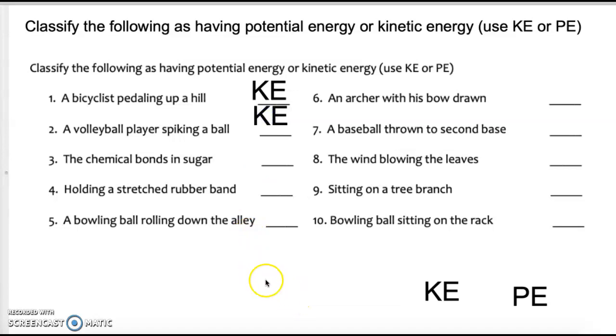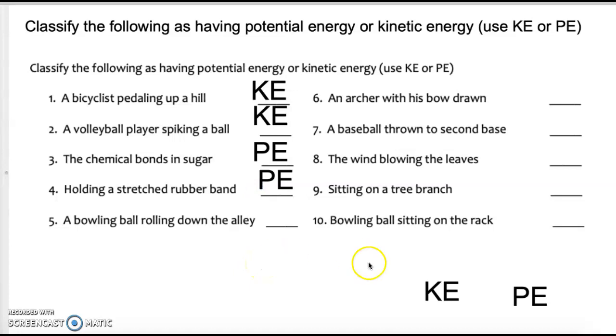The chemical bonds in sugar. Well, they have the potential to break and release energy, but they have not done so yet, so that would be potential energy. Holding a stretched rubber band. It was kind of like that arrow. If you hold the rubber band and stretch it out, it's not moving yet, so it has the potential to do work, so that's potential energy.